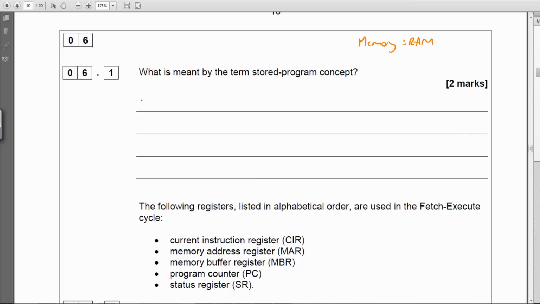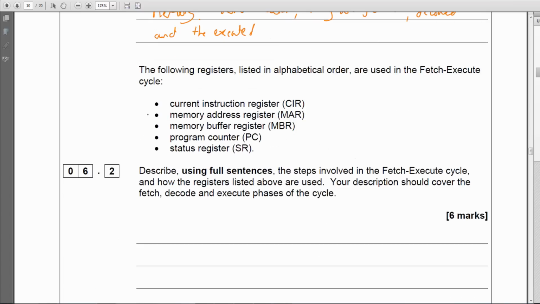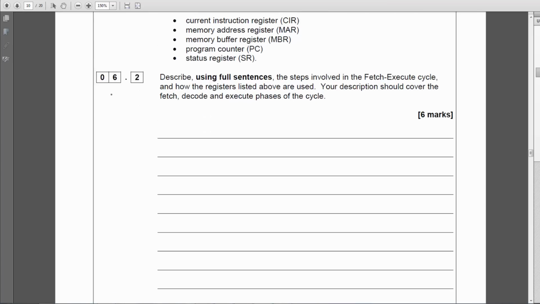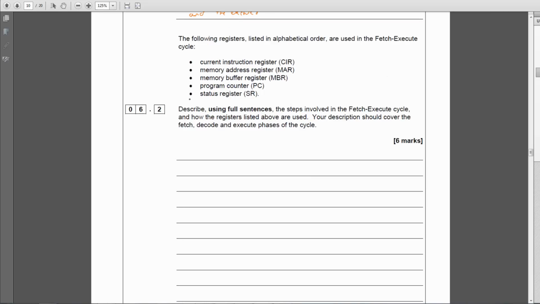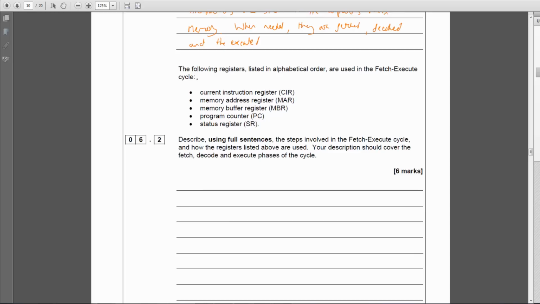So let's write this. Okay, so basically I just wrote what I said, except I added in the decode stage because I've just looked at the question below. The next question is a 6 marker, so that's always fun. It's asking us to describe, using full sentences, the steps involved in the fetch execute cycle and how these registers above are used. So what I was thinking as I was writing that is to pause, and I'm going to write in what these registers do.